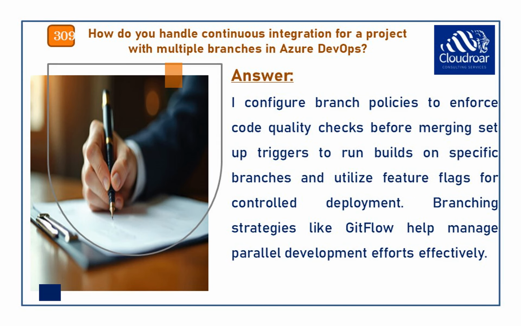Question 309. How do you handle continuous integration for a project with multiple branches in Azure DevOps? I configure branch policies to enforce code quality checks before merging, set up triggers to run builds on specific branches, and utilize feature flags for controlled deployment. Branching strategies like Git flow help manage parallel development efforts effectively.